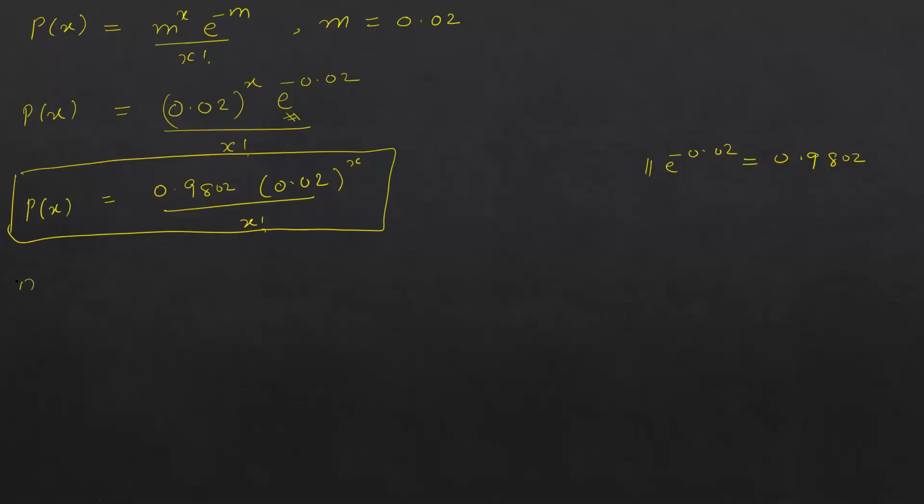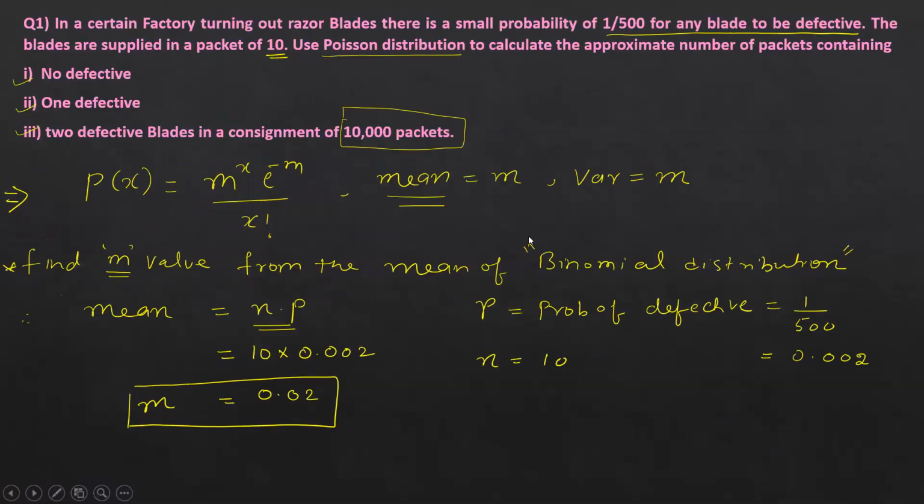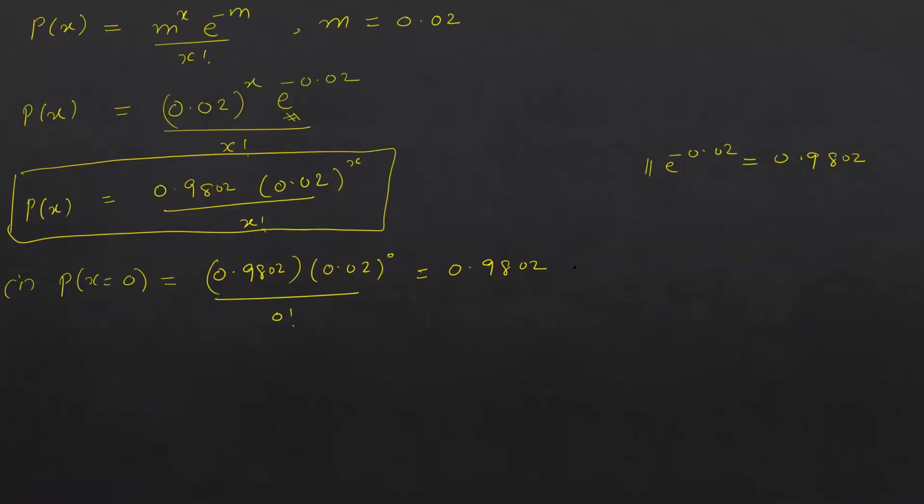So the first part is probability of x is equal to 0, means no defective. So you have to just put the x value here. So this will be 0.9802 into 0.02 power 0 divided by 0 factorial. So this will become 1, this will become 1. So the answer is 0.9802. But you are finding this out of 10,000 packets. So you have to multiply this with 10,000 at the end.